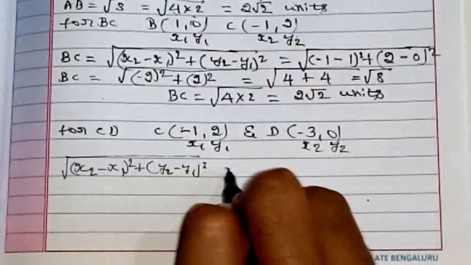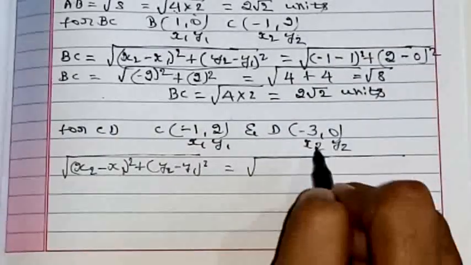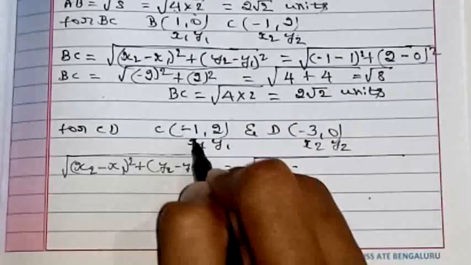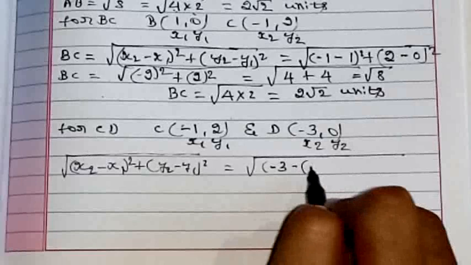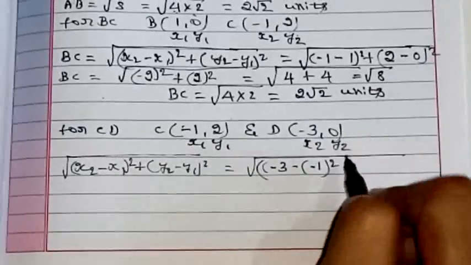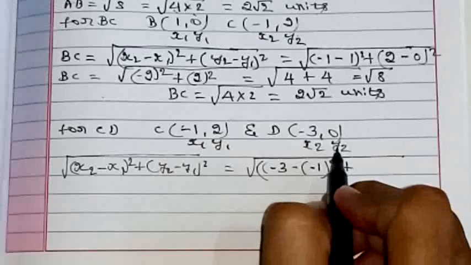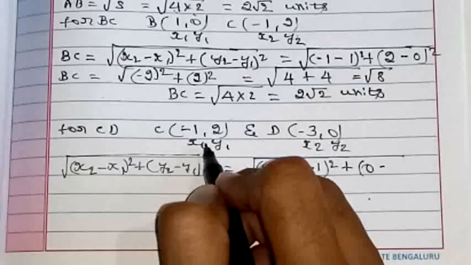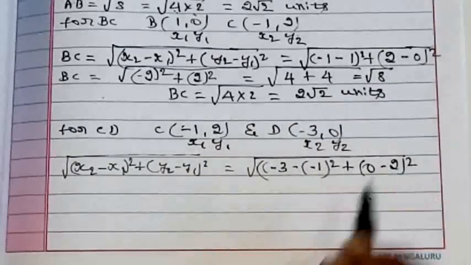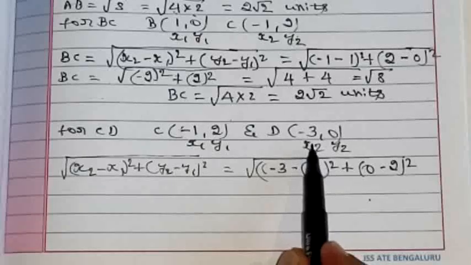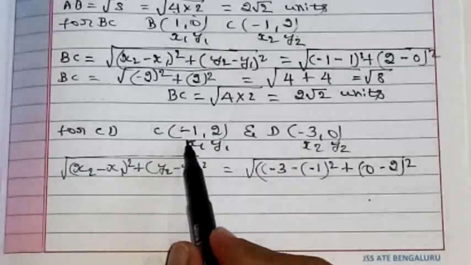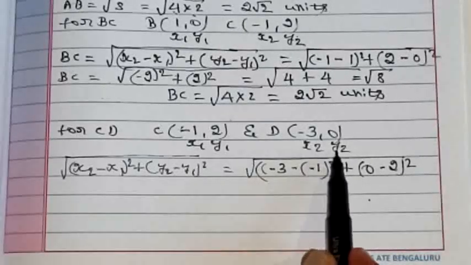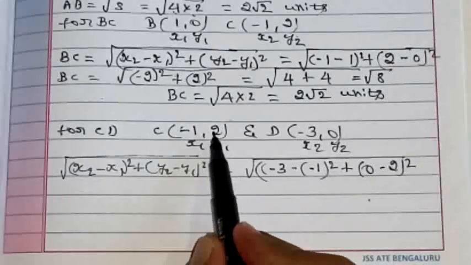Right? So therefore that's equal to square root of, what is x2, children? X2 is minus 3 minus, what is x1? X1 is minus 1. So therefore minus of minus 1 whole square. Right? Plus, what is y2? Y2 is 0 minus y1 is 2. So therefore 2 whole square. So again I'll say x2 is minus 3 minus x1 is minus 1, so minus of minus 1 whole square plus y2 is 0 minus y1 is 2 whole square.